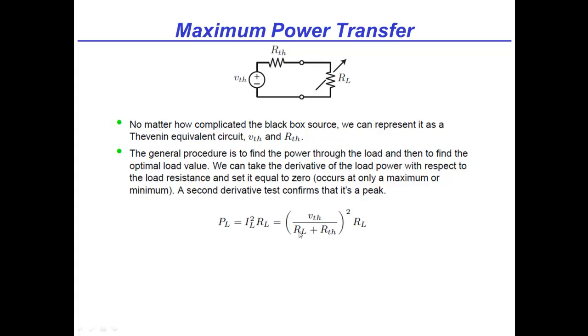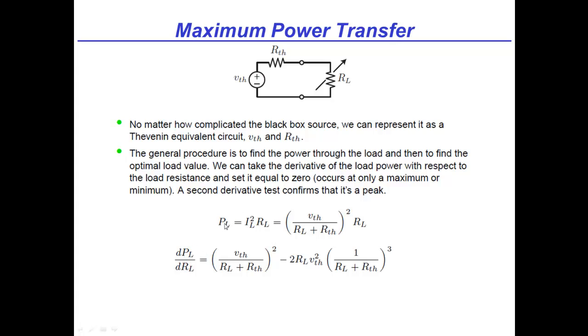And so I substitute that in, and you can see that the load power is going to be the Thevenin voltage divided by the load plus internal resistance, squared, right, times the load. And now we'll do exactly what I sketched out. If I take the derivative of this expression, right, this is the function power through the load, which is a function of the load resistor, I can take the derivative of this.